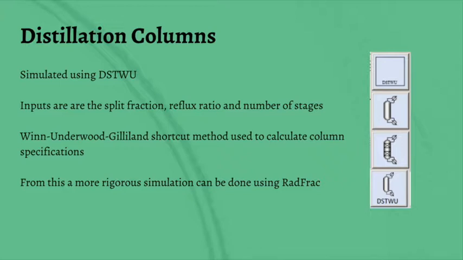The split fraction of the specified light and heavy keys are cited from literature and inputted along with the reflux ratio or number of stages. DSTWU then utilises the Winn-Underwood-Gilliland shortcut method to calculate distillation column specifications like feed stage location, distillate and bottom flow rates, heat duties and pressure drop. This data is used for more rigorous simulation using RadFrac. However, with confirmation from literature values, DSTWU proves to be more suitable.